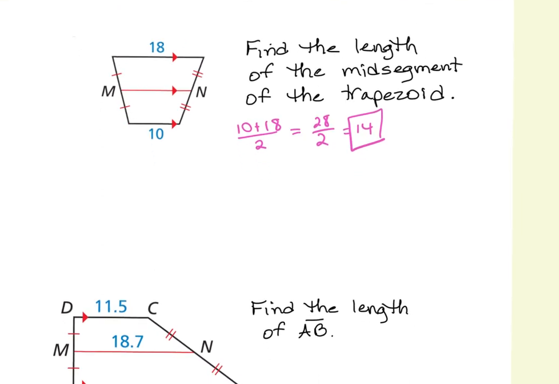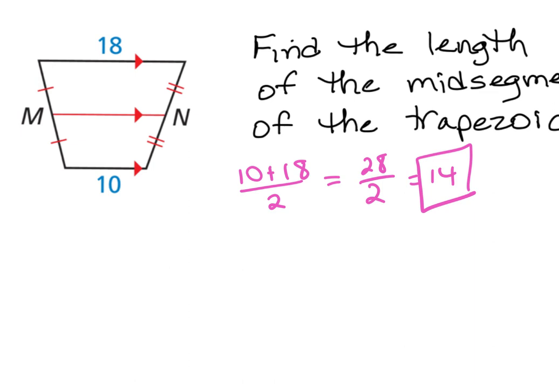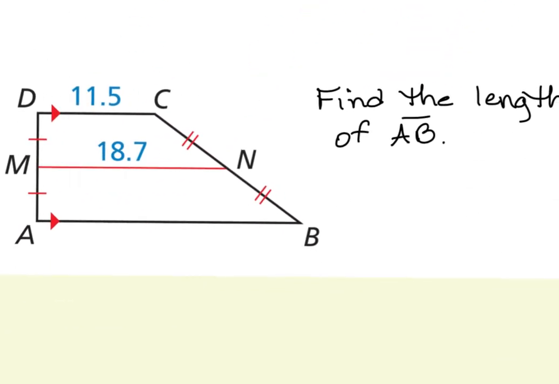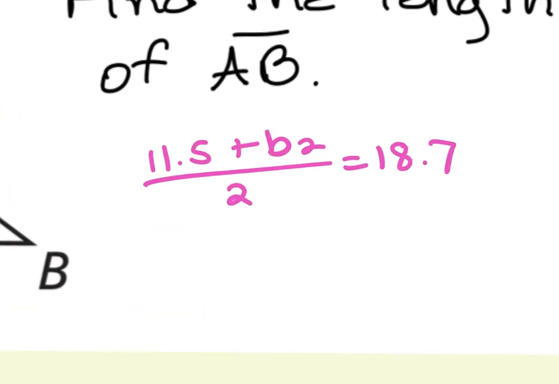In the second example, you might see this with an expression. If it said x plus 3 and 2x plus 5, I would add those together and divide by 2 to solve for the midsegment. So that's how you could see the algebra brought back in. For the last one, this time you're given the base and the midsegment, but not the second base. The long way around is base 1 plus base 2 divided by 2 equals 18.7, and then solve. What would I do first?